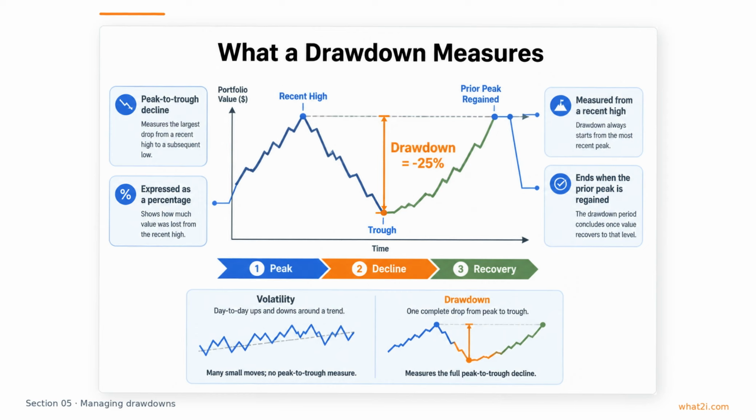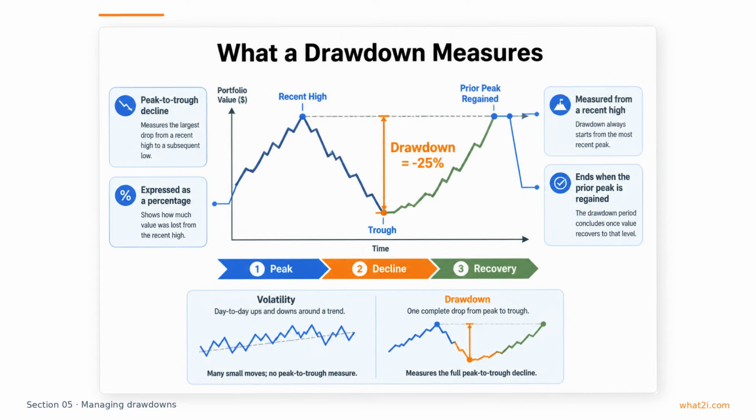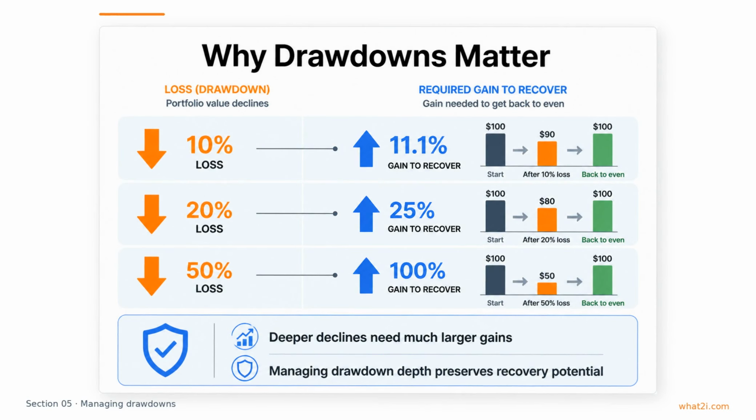A drawdown is the percentage drop from a recent peak to a subsequent low point. It is not just day-to-day volatility, and it does not end simply because prices bounce a little. The drawdown ends only when the portfolio climbs back to the prior peak. This makes drawdown a very useful way to think about the investor experience of loss, because it captures both magnitude and context. Drawdowns matter because losses do not recover in a straight, symmetric way.